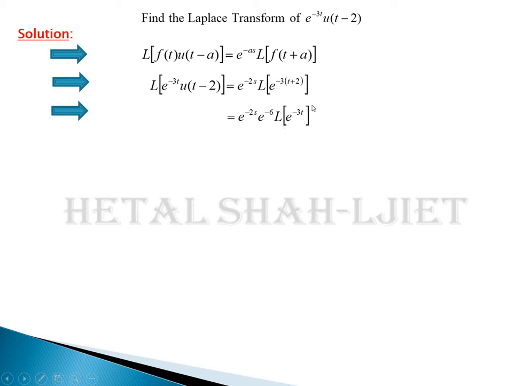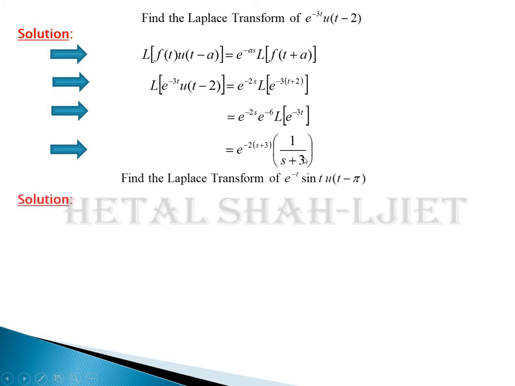Now the Laplace of e raised to minus 3t, and here by adding both the powers and taking minus 2 common, we get e raised to minus 2(s plus 3), and the Laplace of e raised to minus 3t is 1 upon s plus 3.